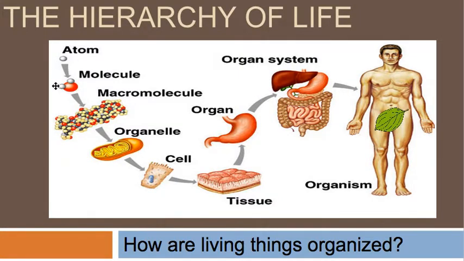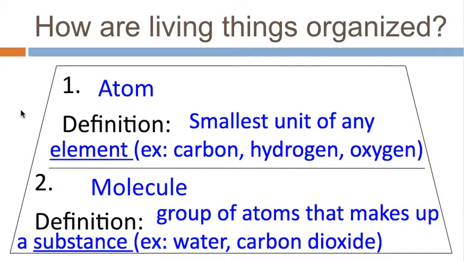So we start with the atom, they make molecules, those make macromolecules, those build organelles, then cells, and so on. So we're going to go through those step by step so you understand what each piece does. We're going to go one at a time, describing how living things are organized. So the first piece is the atom. This is the smallest unit of any element. Okay, it's the smallest unit of matter.